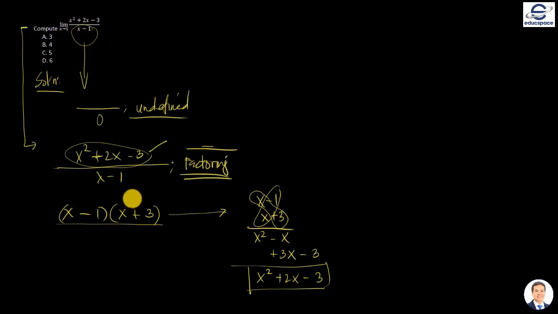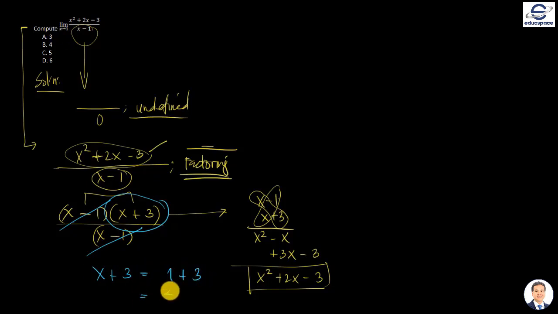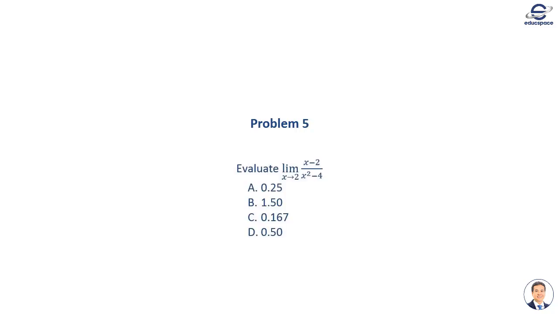Alright, so meaning to say these two factors are okay, and in our denominator we have x - 1. So look at this. Now we can simply cancel this one, having finally this equation: x + 3. Now we can substitute the value of the limit from the problem. So therefore, we have 1 + 3. Finally, we have 4 as our answer. So the answer here is letter B.